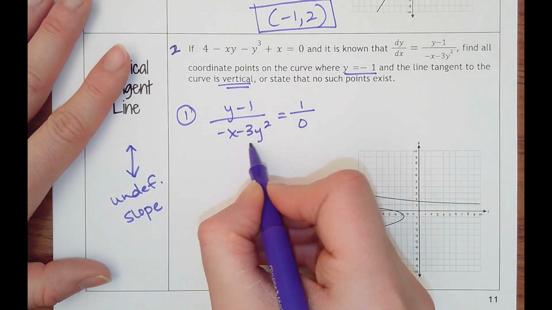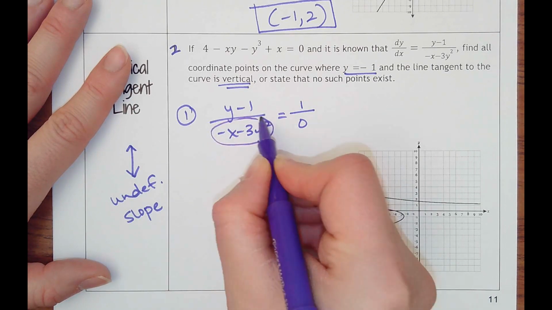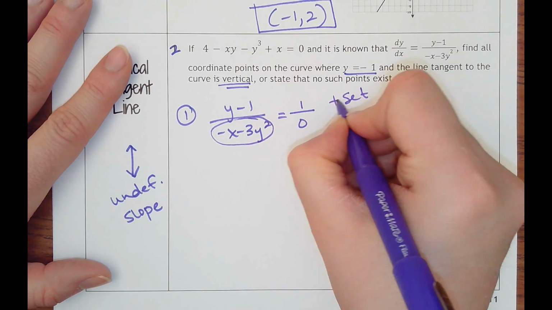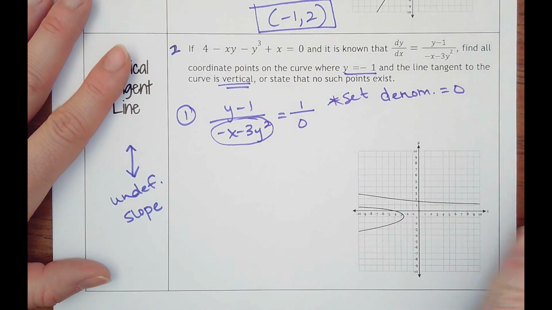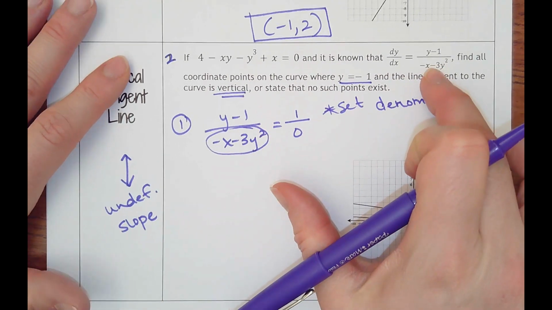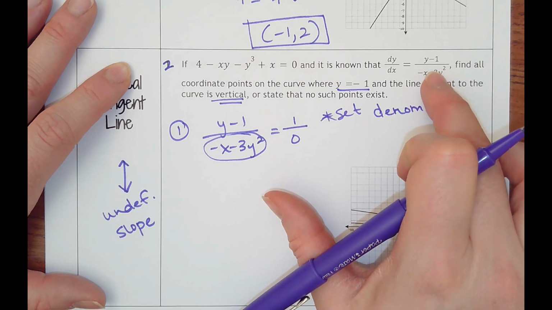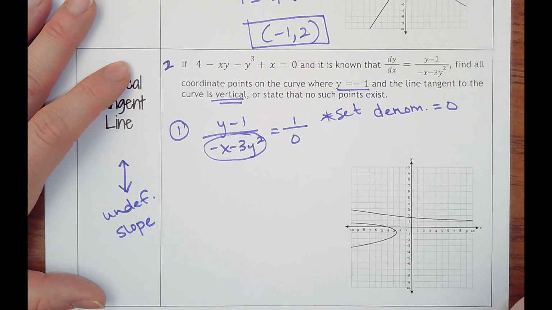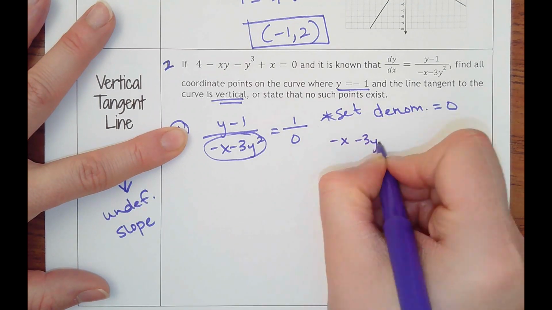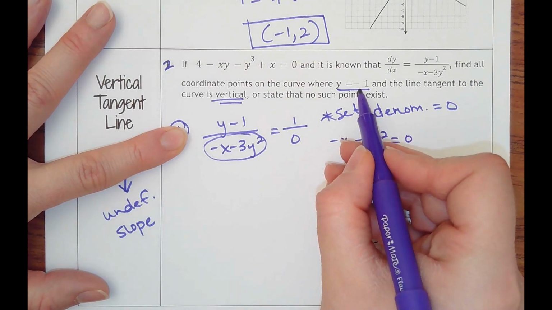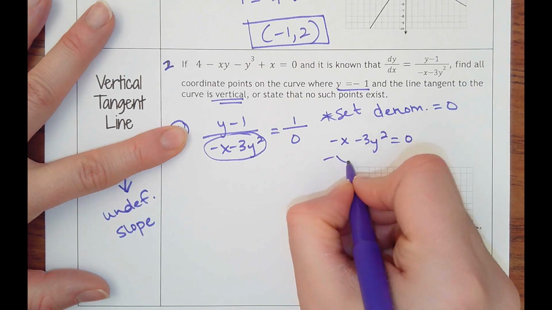I'm really trying to figure out where the denominator is 0. So I'm really just setting the denominator equal to 0, is all you need to think. Because remember, when the denominator is 0, that's a problem. That means something is undefined or there's a hole or something. So I'm going to take -x minus 3y squared, set it equal to 0. They're giving me a y value of -1. I'm going to plug that in.